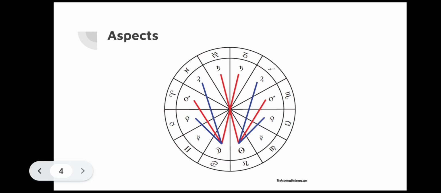Actually, wait, let me just start at what an aspect is. Okay, so aspect comes from the word that means to see. And so when a planet is able to see another planet, it is able to interact with that planet, and it has a relationship. And the manner of the relationship is dictated by the angle of the aspect.